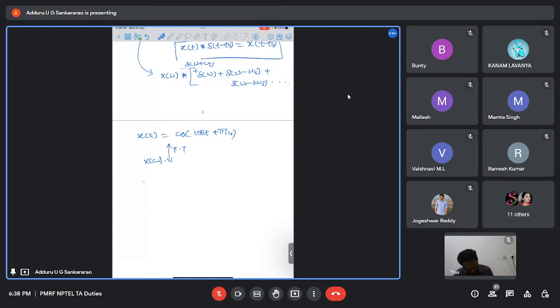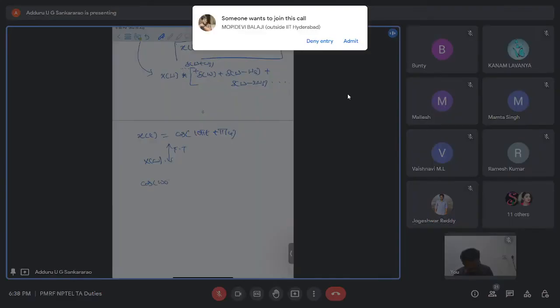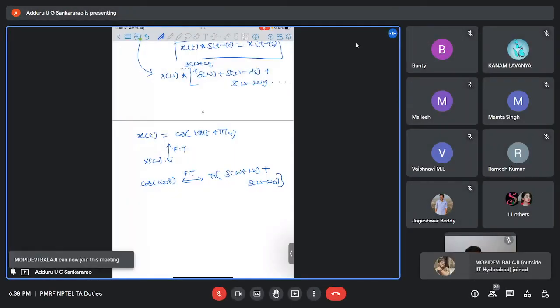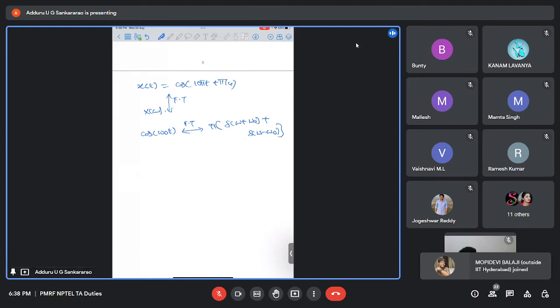Now we know cos omega naught t, let us say if we have, what is the Fourier transform for this? Pi into delta of omega plus omega naught plus delta of omega minus omega naught. Two impulses, right? Two impulses at plus omega naught and minus omega naught. How to find out this, I'll just explain here. For 1, we know the Fourier transform, we discussed it just now, 2 pi delta of omega.